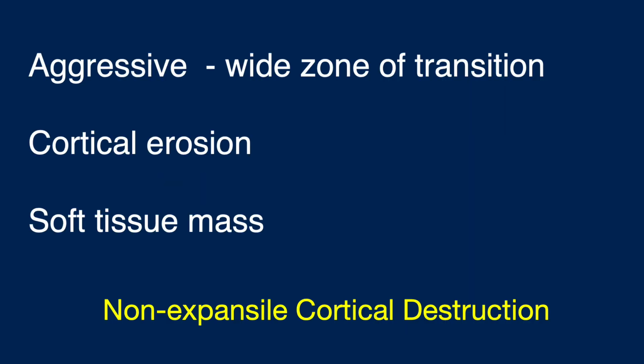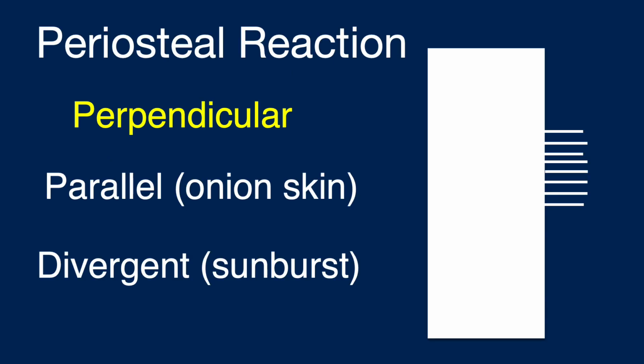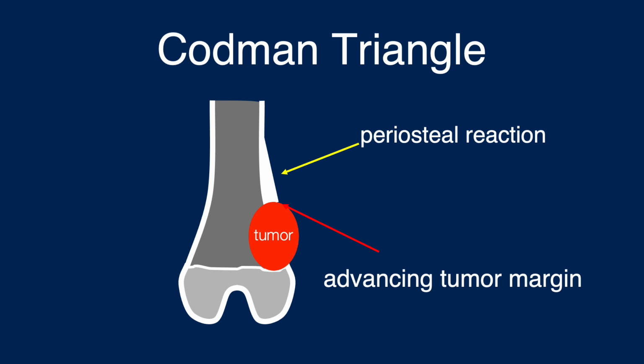I will sneak in a few facts before we look at all the images. Osteosarcomas appear aggressive with a wide zone of transition, cortical erosion, and a soft tissue mass. They tend to have non-expansile cortical destruction. Periosteal reaction can occur in a perpendicular orientation, a parallel or onion skin orientation, or in a divergent or sunburst, very aggressive appearing orientation. The Codman Triangle is another type of periosteal reaction where the advancing tumor interrupts the periosteum, resulting in this triangle appearance.